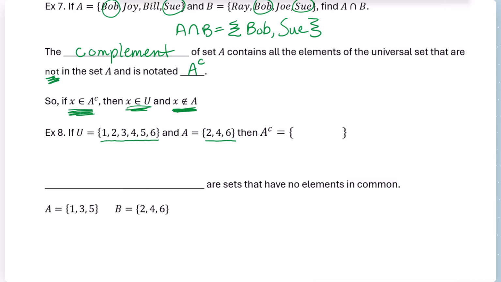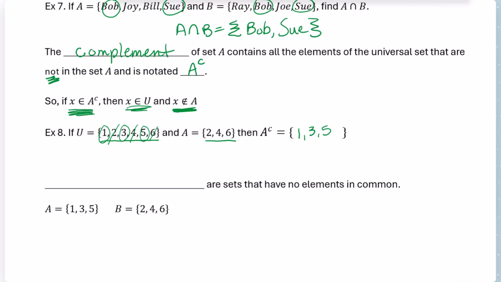We already have 2 in the set, we already have 4, and we already have 6. So what's left over? What is not in A from the universal set? That'd be 1, 3, and 5. So the complement is what's not in A. It's like you take out A from the universal set, and what's left over would be A complement.